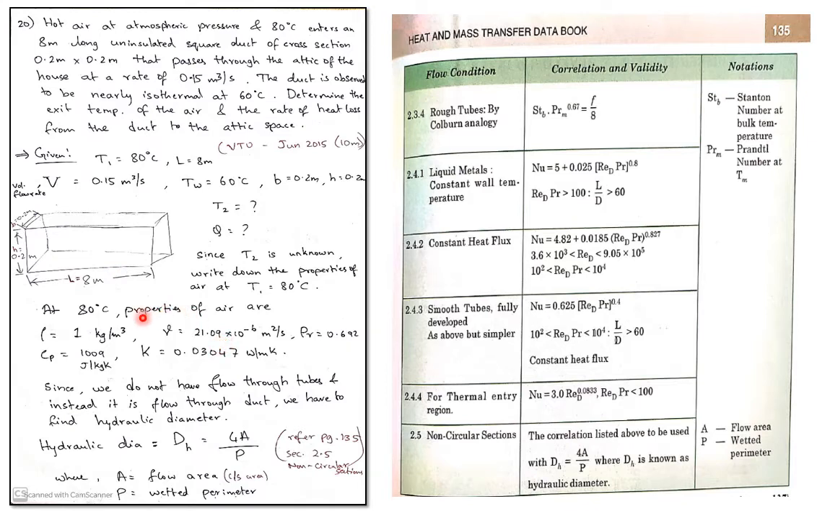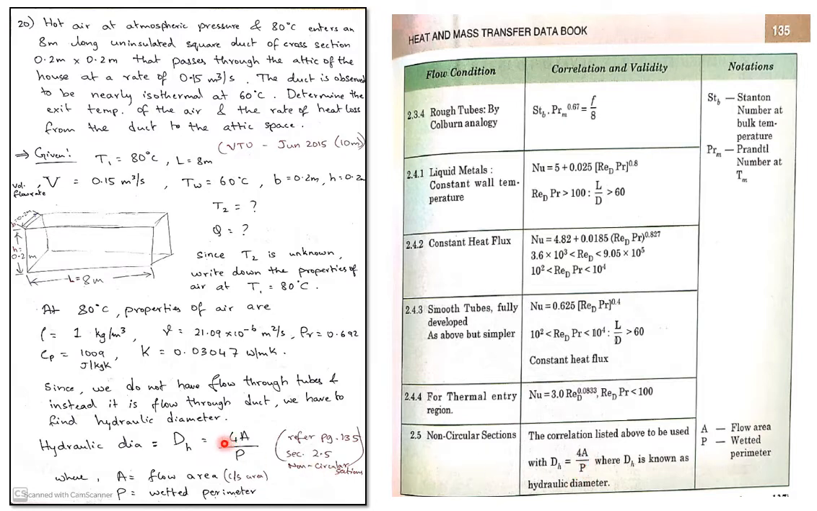So before that we need to find the diameter, the duct diameter. Hence we will find it from the hydraulic diameter. You can see this on page number 135 from the data handbook. Here we have the correlation listed with respect to hydraulic diameter, that is 4A by P, where A is the flow area and P is the wetted perimeter.